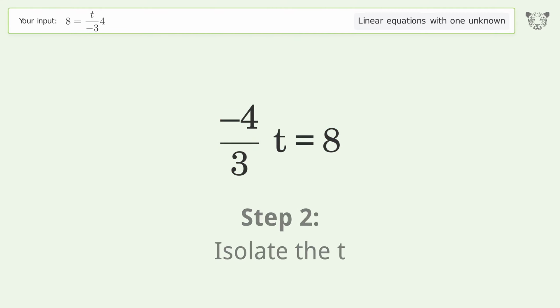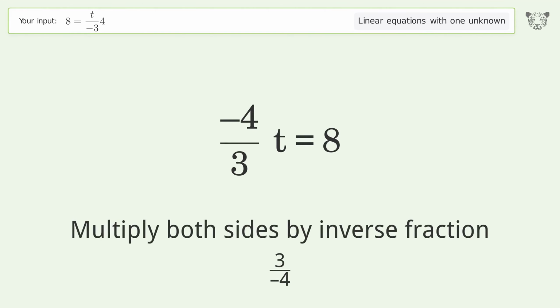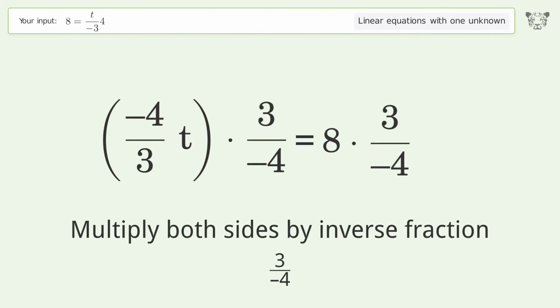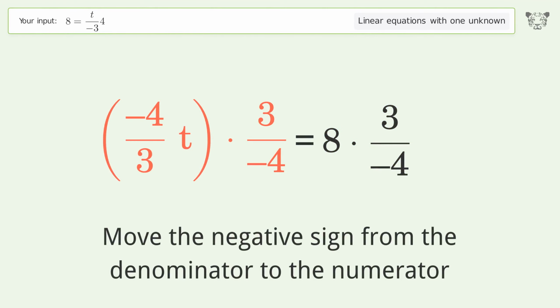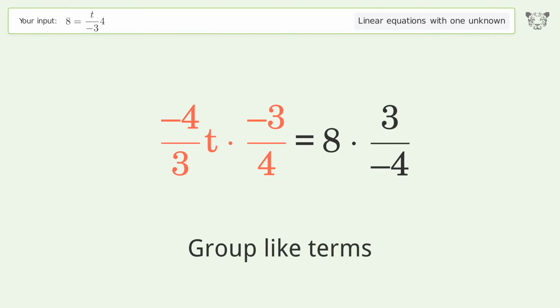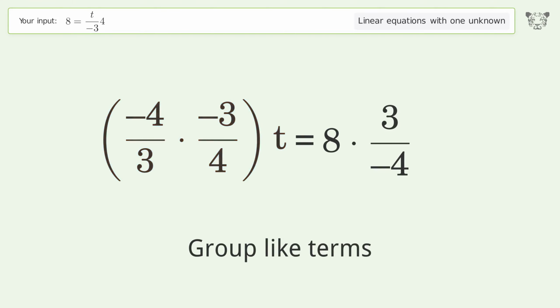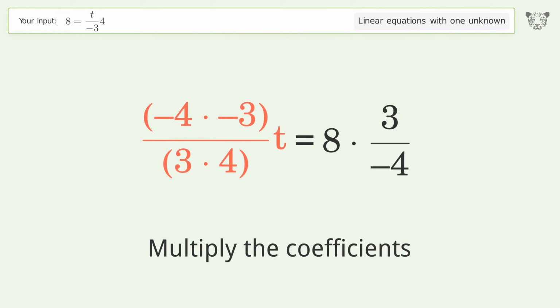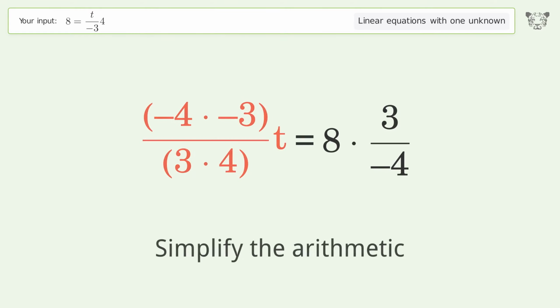Isolate the t. Multiply both sides by inverse fraction 3 over -4. Move the negative sign from the denominator to the numerator. Group like terms. Multiply the coefficients. Simplify the arithmetic.